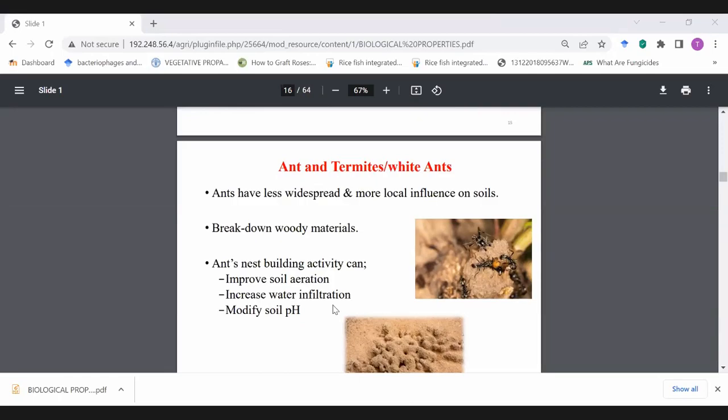Now let's look at the ants and termites, also known as white ants. Ants are less distributed and have a more local influence on soils. They are responsible for breaking down woody materials, and the nests formed by ants lead to loosening of the soil. Thereby, they contribute to creating pores in the soil, which results in improved soil aeration, increased water infiltration, and modified soil pH.